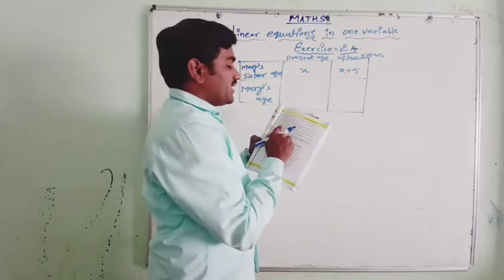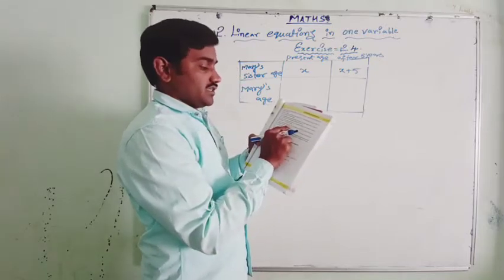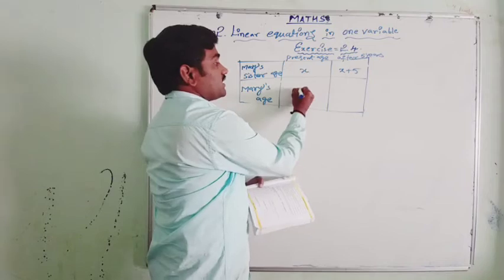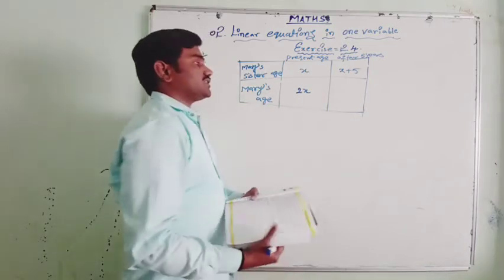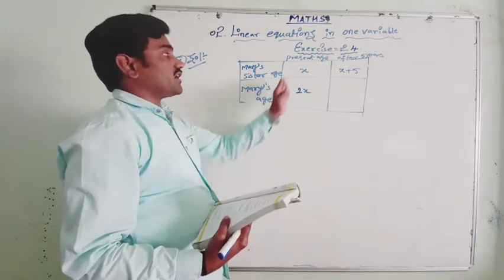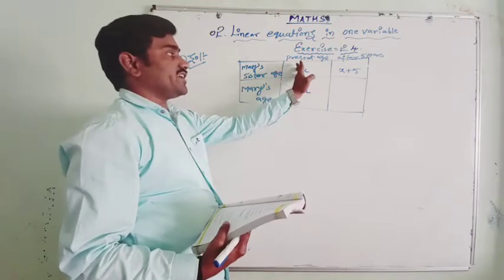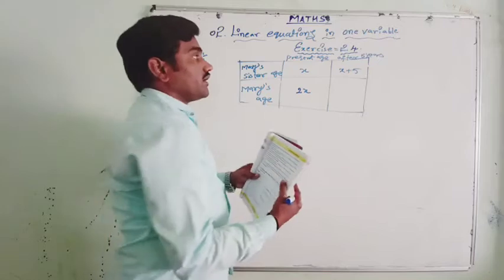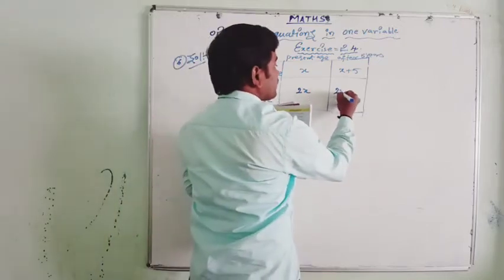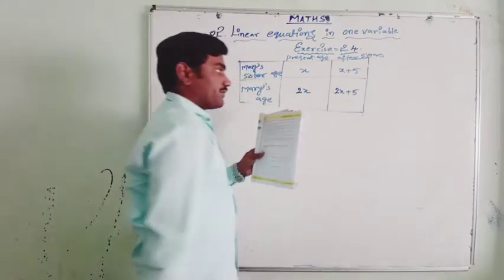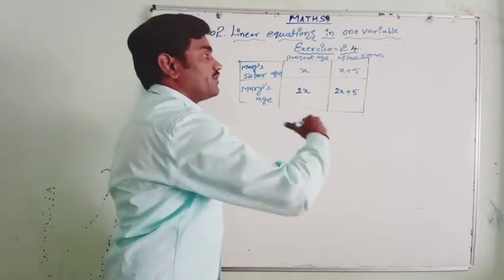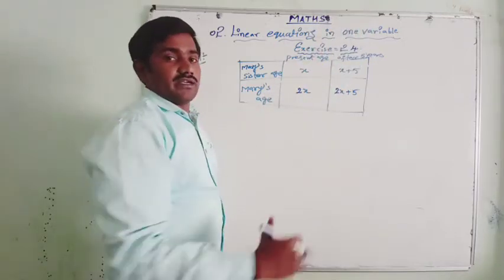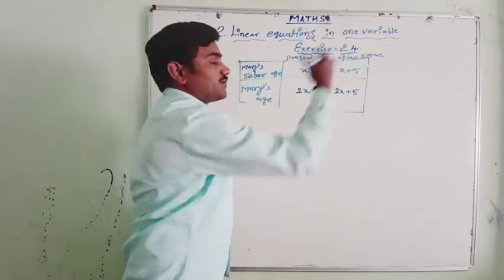Mary is twice as old as her sister. Twice of Mary's sister's age is Mary's age. Her sister's age will be X. Mary's age will be twice of that, 2X. In 5 years' time, it will be 2X plus 5 again. In 5 years' time, Mary also will be 5 years older; her age also will be increased by 5 years.